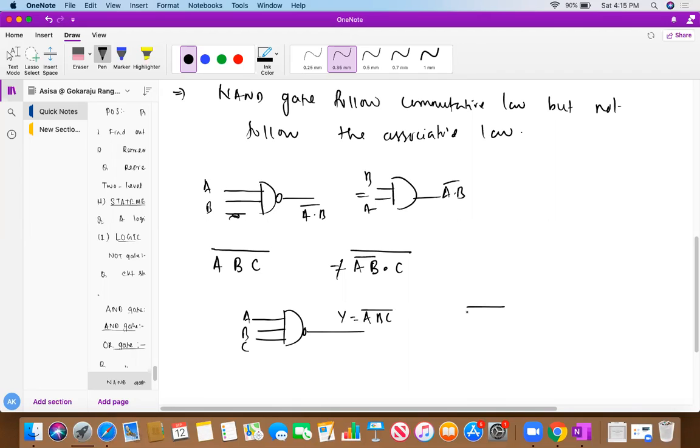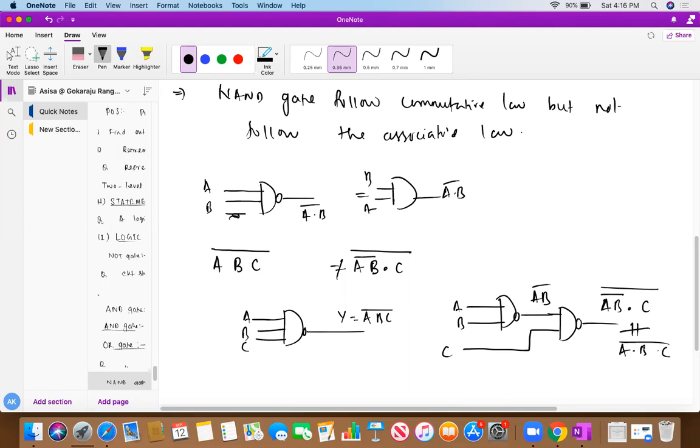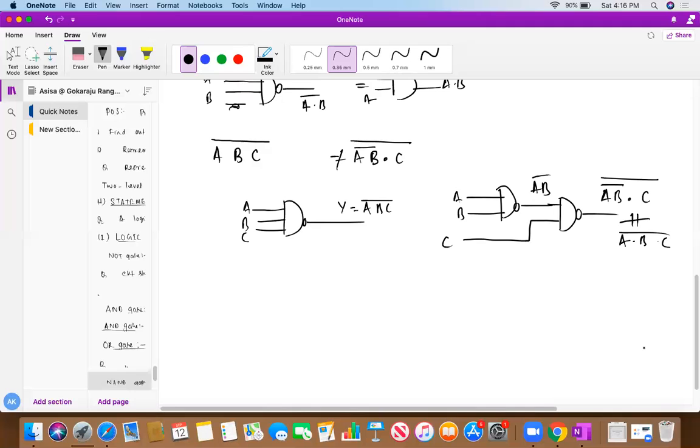If I do it this way, A, B, this is my NAND gate, so this is my (A, B) bar. And if I apply this to another NAND gate with C, it is nothing else but ((A, B) bar and C) bar, which is not equal to (A, B, C) bar. Understand, friends? That's why it's not following the associative law. Very simple. Okay, so now next one.